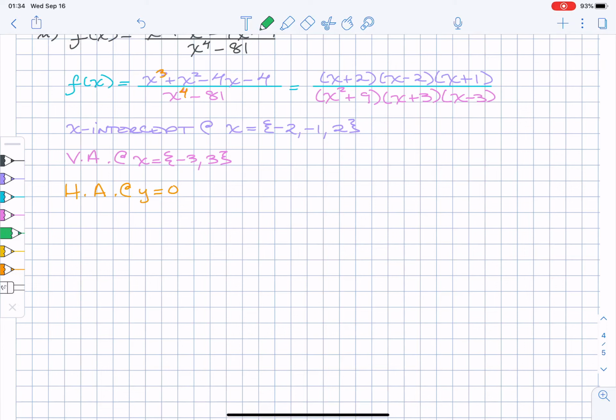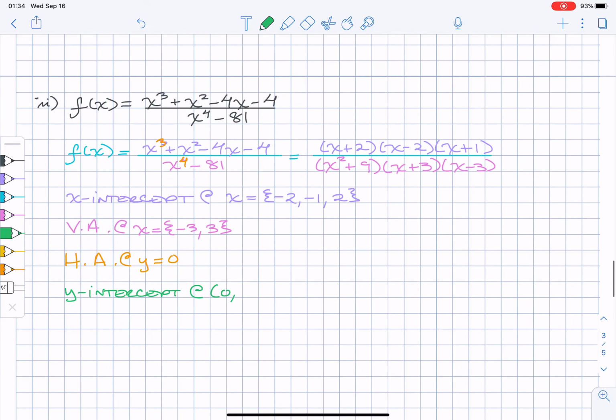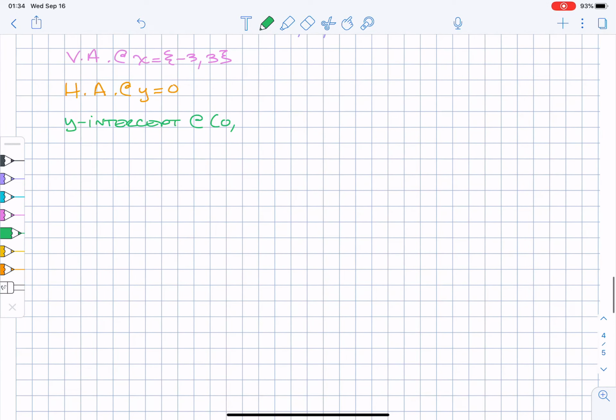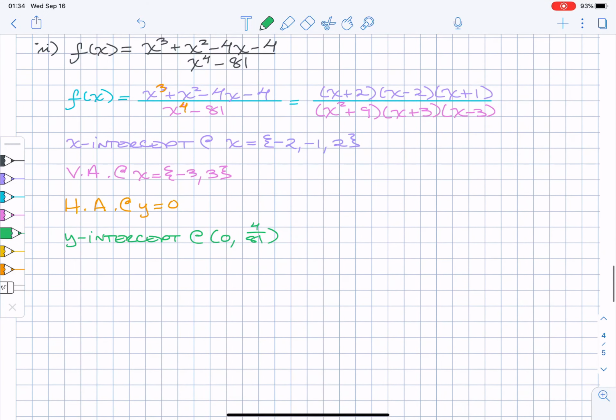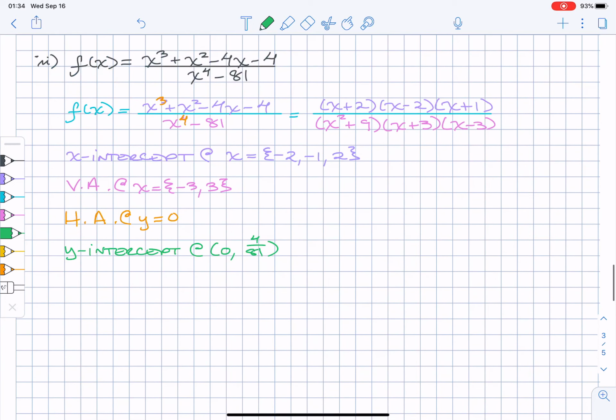And my y-intercept, of which there is only one, is going to be when x is 0, what is y? Well, -4 over -81, that's positive 4/81, which is pretty small, whatever it is. Okay, so now let's go ahead and plot this almost before we do our sign chart.